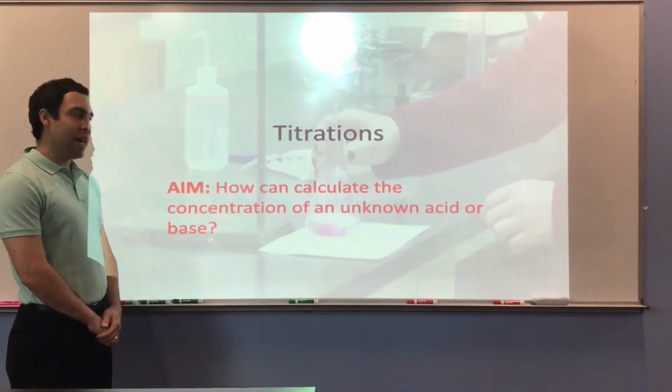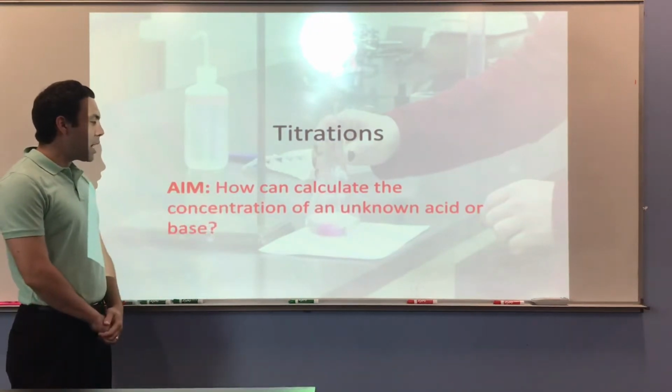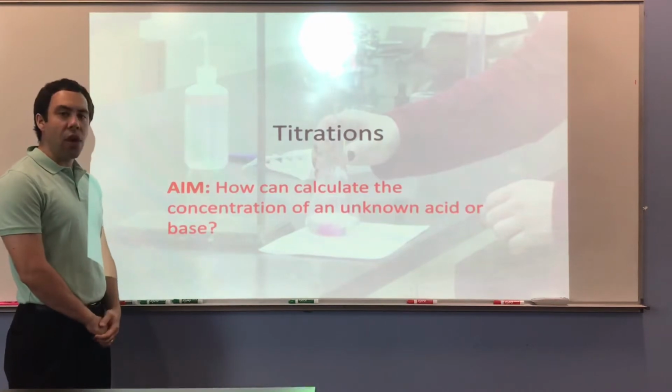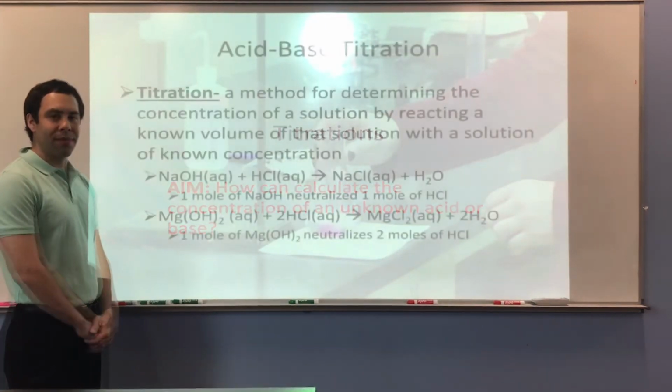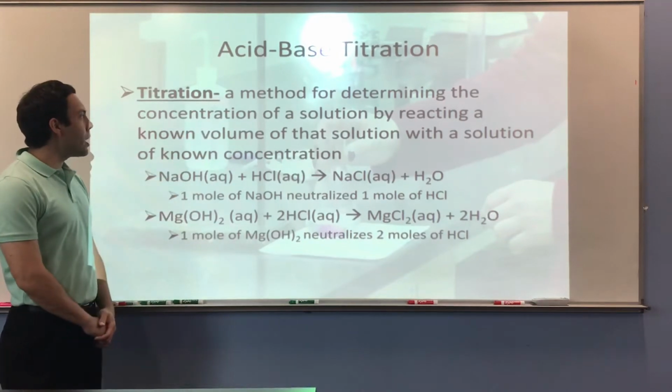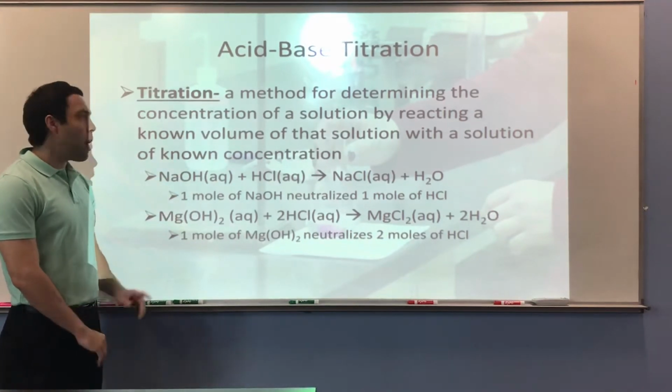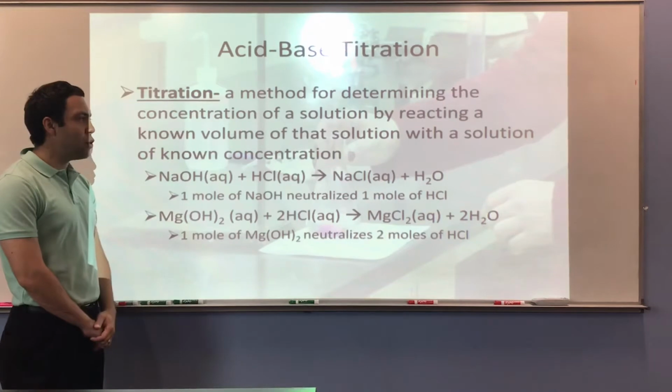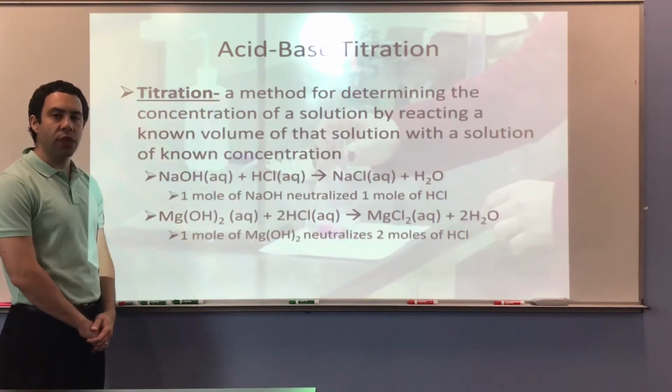Our aim for today is how can we calculate the concentration of an unknown acid or base. An acid-base titration is a method for determining the concentration of a solution by reacting a known volume of that solution with a solution of known concentration.